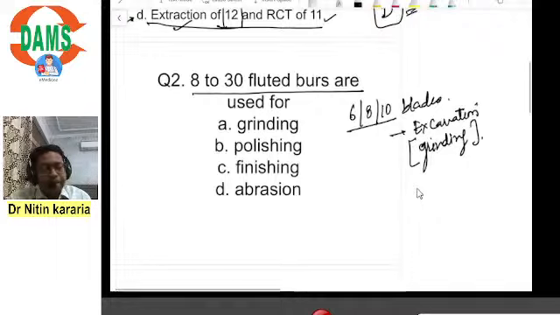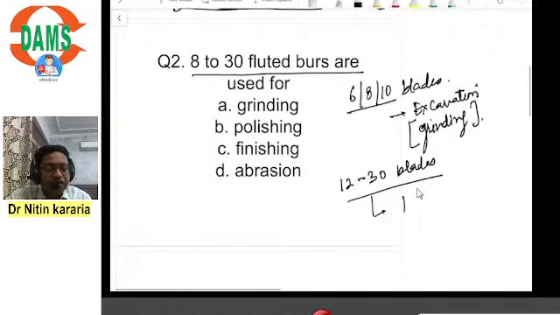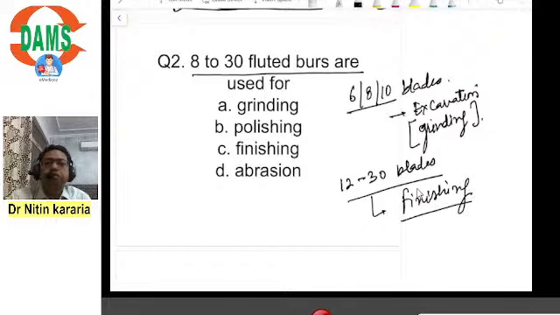With 12 to 30 blades, burrs which have got more numerous number of blades are used for finishing procedures, finishing of the restorations or finishing of the tooth preparation. So as the number of blades increases, the surface which is cut by these blades is smoother as compared to the surface which is produced by a burr with lesser number of blades.